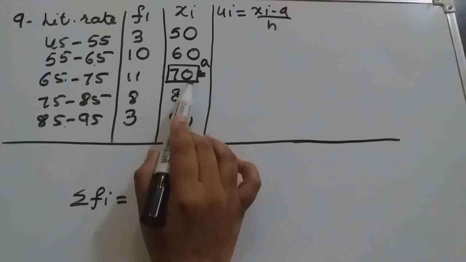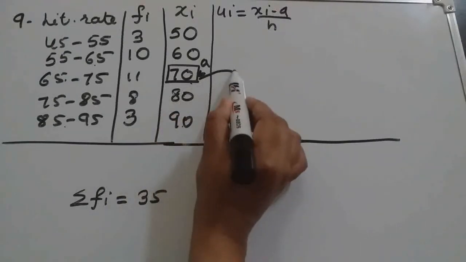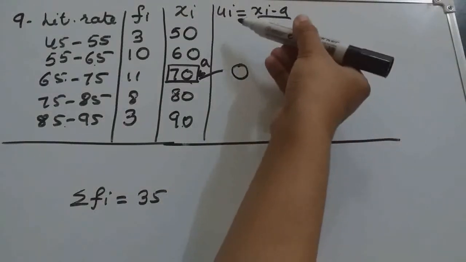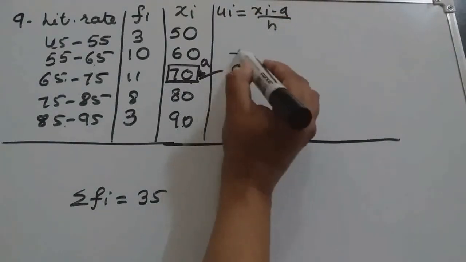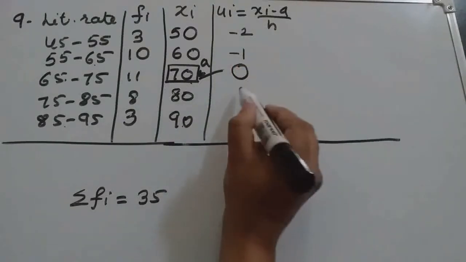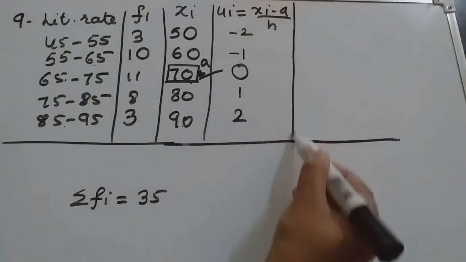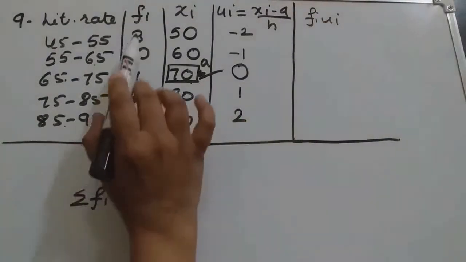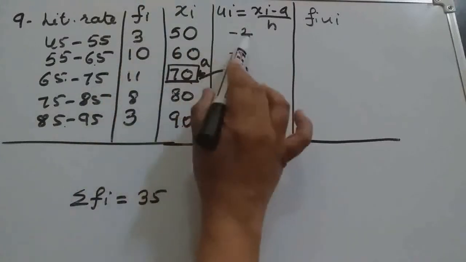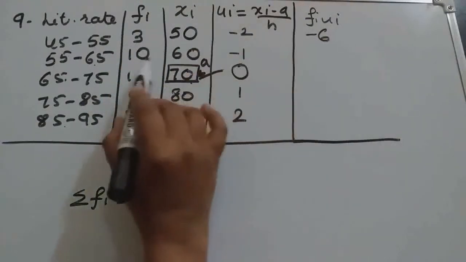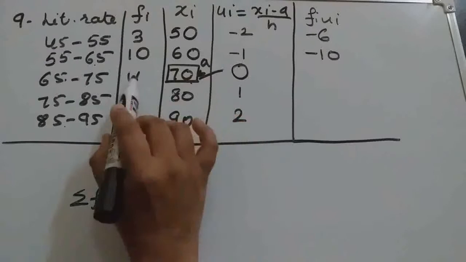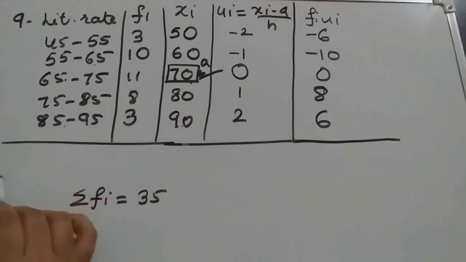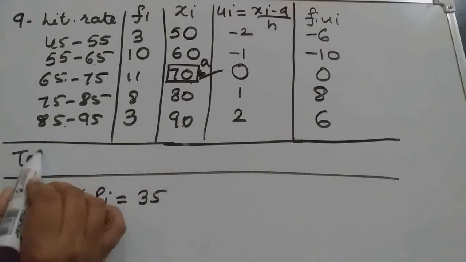So A is 70, so Ui in front of this A will be 0. Above 0 are minus 1, minus 2, below 0 are 1 and 2. Then the last column will be Fi Ui, so you should multiply these two columns. So 3 into minus 2 is minus 6, this will give minus 10, 11 into 0 is 0, 8 and 6.